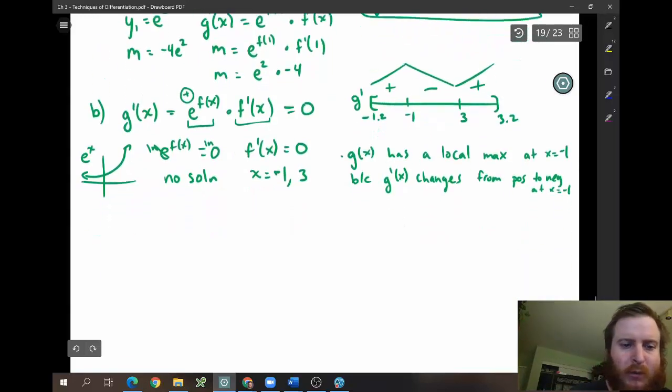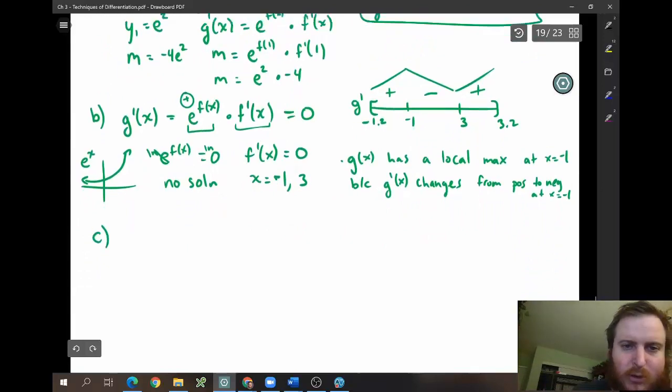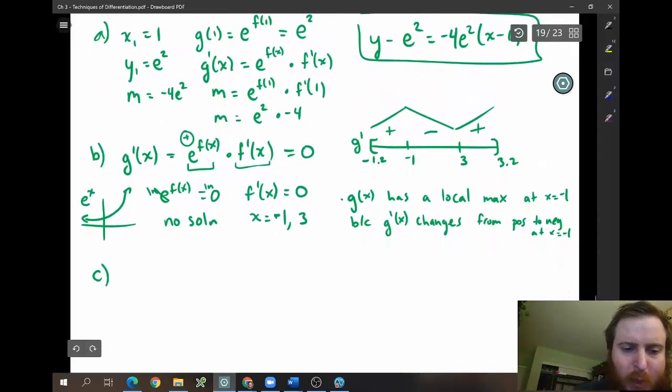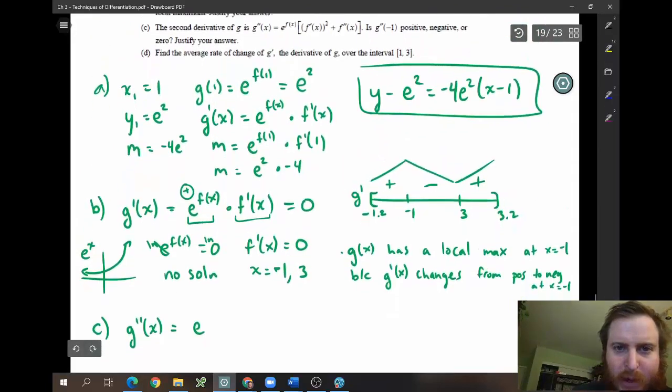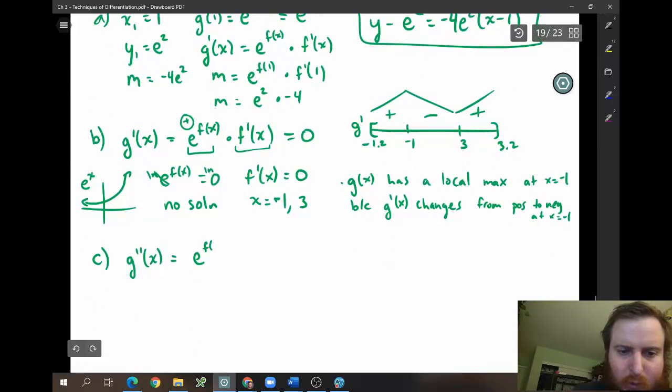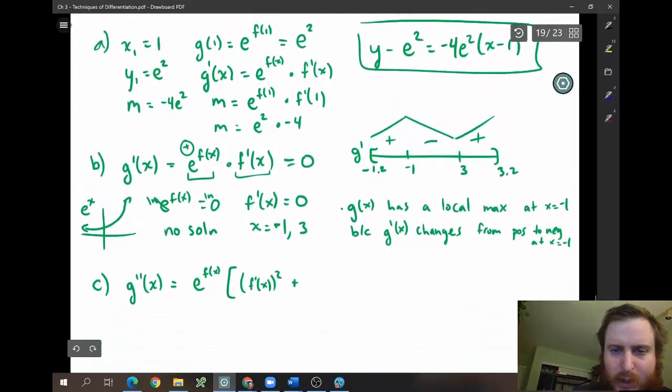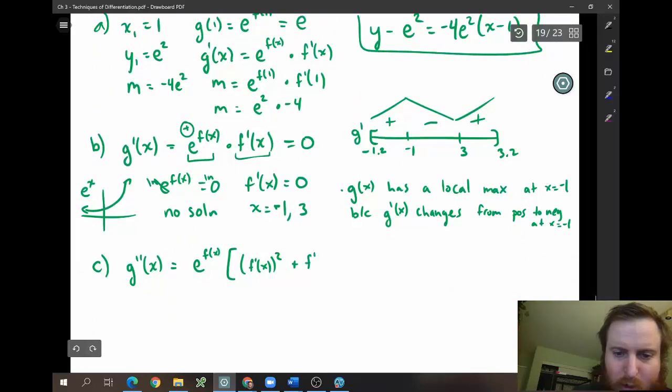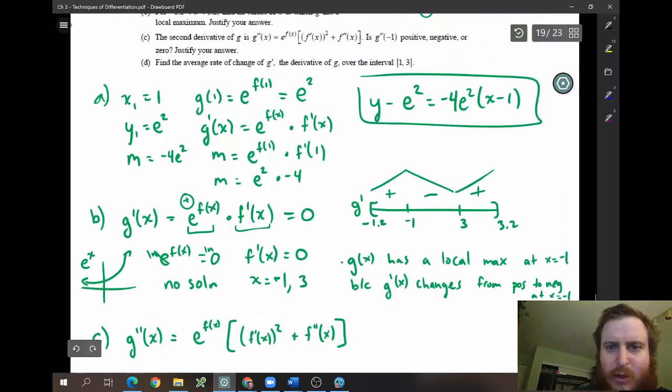All right, C is definitely weird as well. This whole question, like I said, is a little bit tricky. So g double prime of x equals e to the f of x times f prime of x squared plus f double prime of x. And they want to know, is our graph concave up or concave down at that point, essentially? Is g double prime positive or negative or 0?